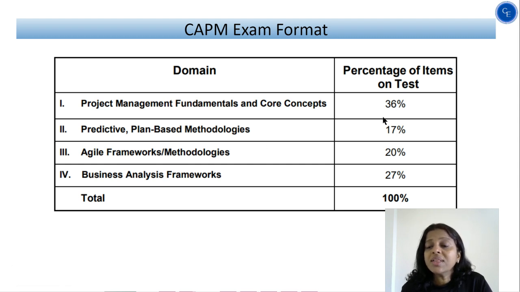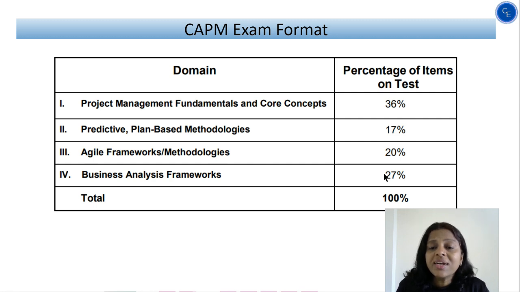There are a total of 36% of questions expected from project management fundamentals and different concepts, 17% of the questions are expected from traditional approaches, 20% of the questions are expected from agile and hybrid approaches, and 27% of the questions are expected from the business analysis framework.